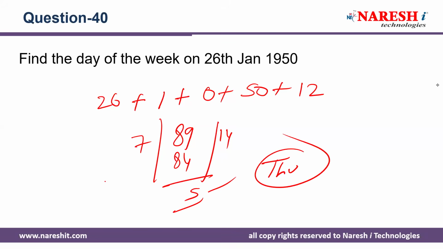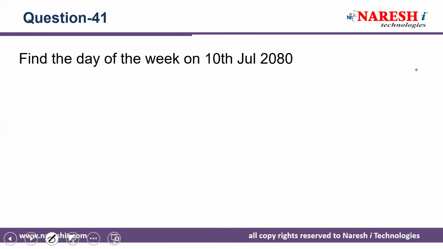Sunday, Monday, Friday, Sunday, different answers you are telling, guys. All of you clear with this calendar concept? Will you do one question on your own properly? Give me the answer for this question: 10th July 2080, question number 41. Give the correct answer. I need to see the same answer in the chat box. Do slowly, properly. 10th July 2080.